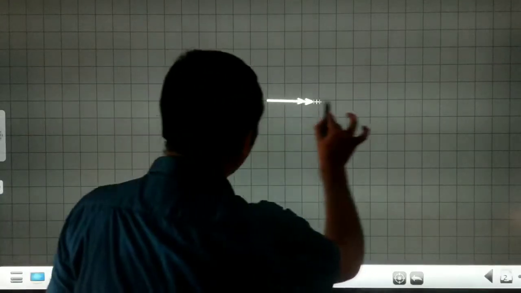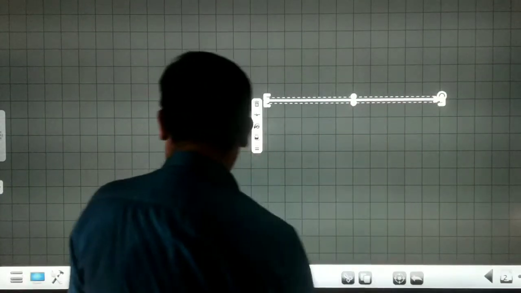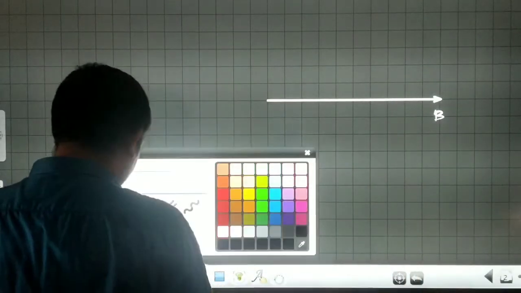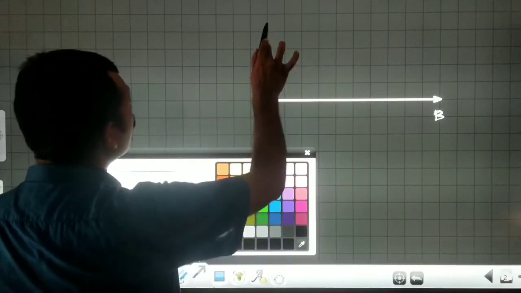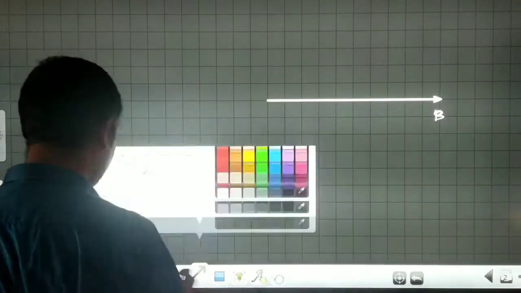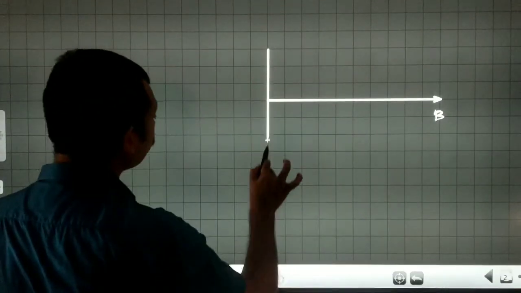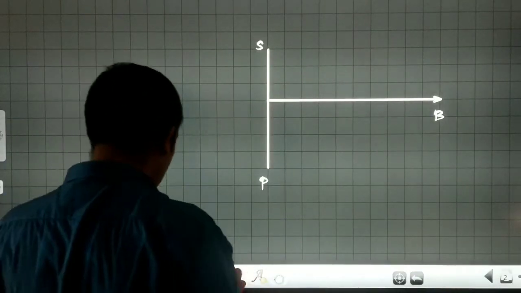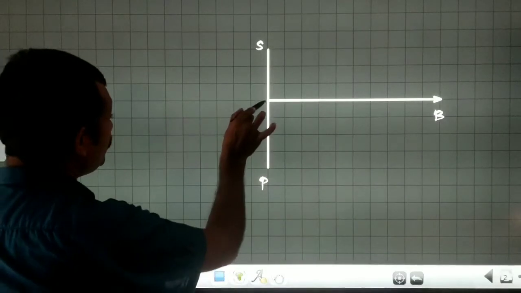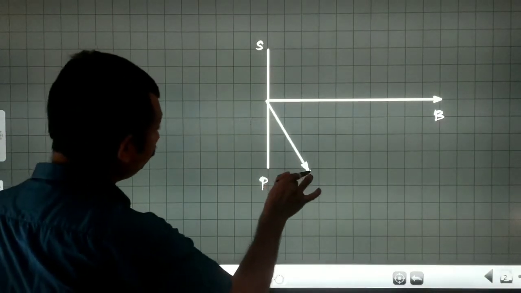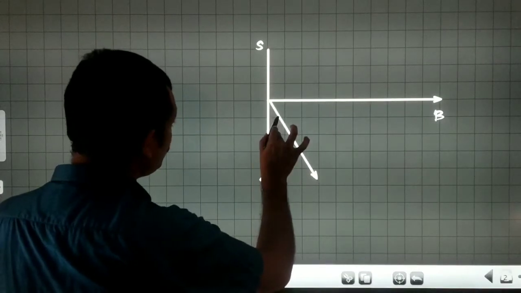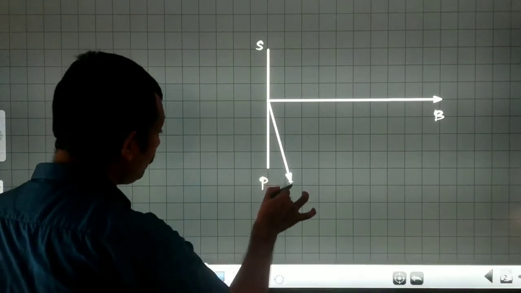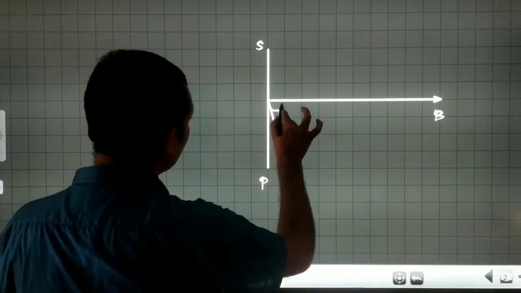This is the direction of the magnetic field. This is what I said. This is SP. Here you are seeing that the force is directed outwards, or rather the force is perpendicular to the magnetic field. Assume that this is perpendicular to the field. 90 degrees.